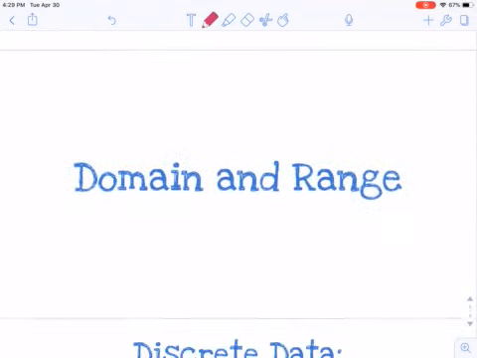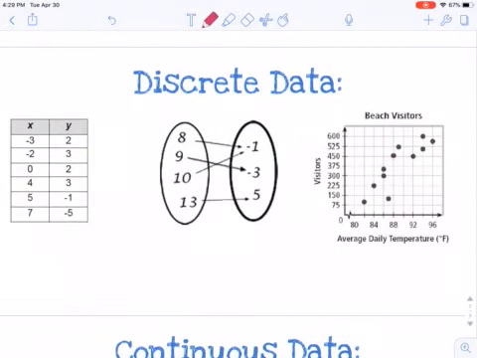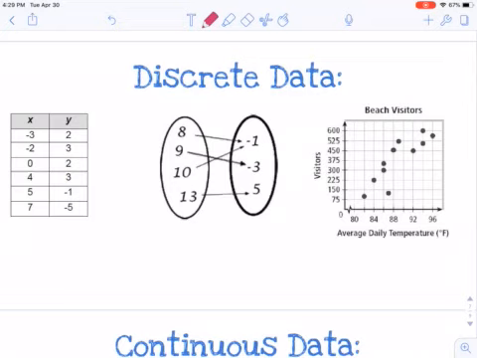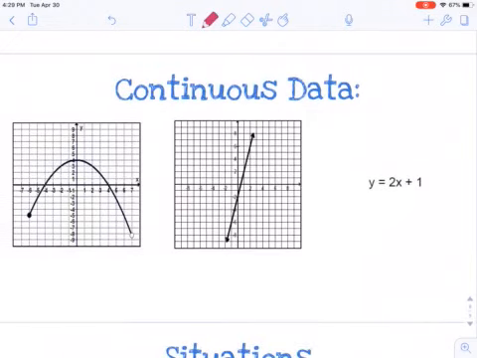Okay, another thing we talked about in Unit 2 is domain and range. With domain and range, you have 2 different types of data. You have discrete data, which is just listed points, or in a graph, it's just a scatter plot, or you might have continuous data. Okay, and that's when you have a graph that's connected, right? It's a smooth curve or a line, but it's connected. It's not individual points. Or it could be an equation, okay?